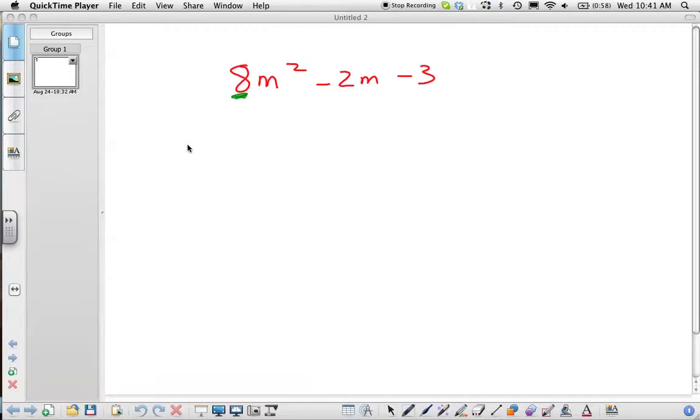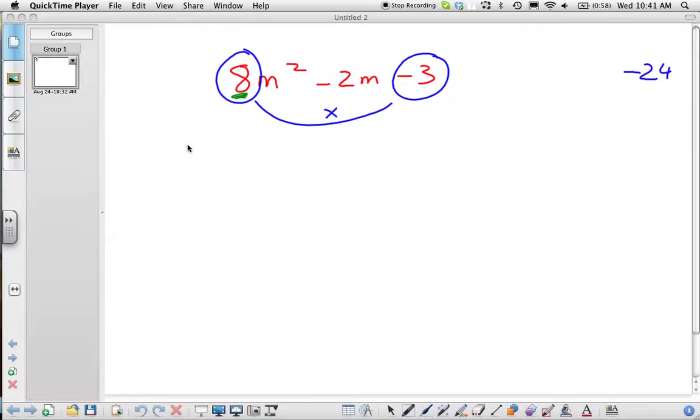So this is a method that will always work. It may seem a little bit more complicated, but you can be sure that it works. The first thing that you do is you take the number in front of the squared term and you multiply it by the constant. So it's 8 times negative 3, and you'll get the number negative 24.